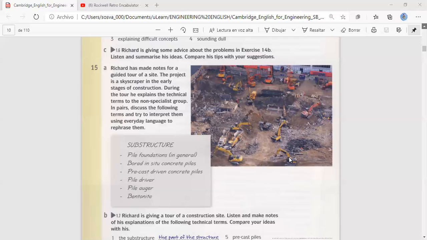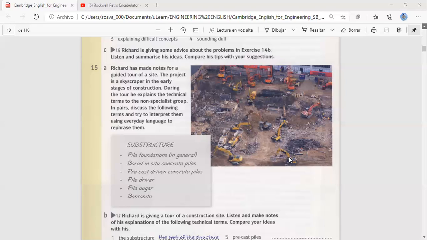So, in this case, we have a note, like a post-it, next to the picture of the construction site. Substructure. So in this case, Richard has made notes for a guided tour of the site. That means this is the guide of what you are going to go into on the tour. He's going to explain the pile foundation in general, poured in situ foundation, concrete piles, the precast driving concrete pile, the pile driver, the pile auger, and bentonite.